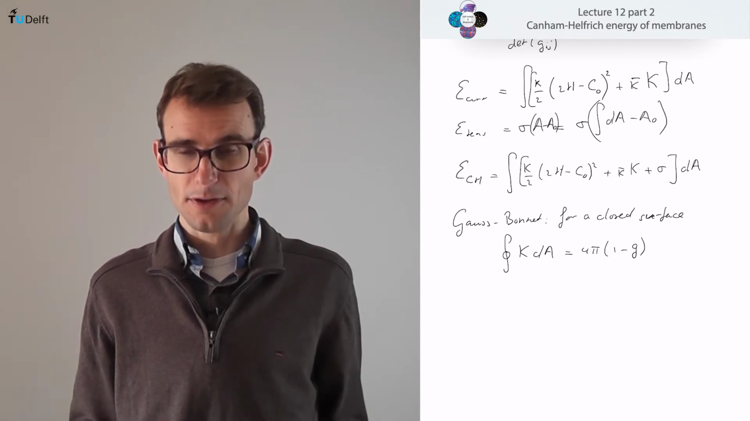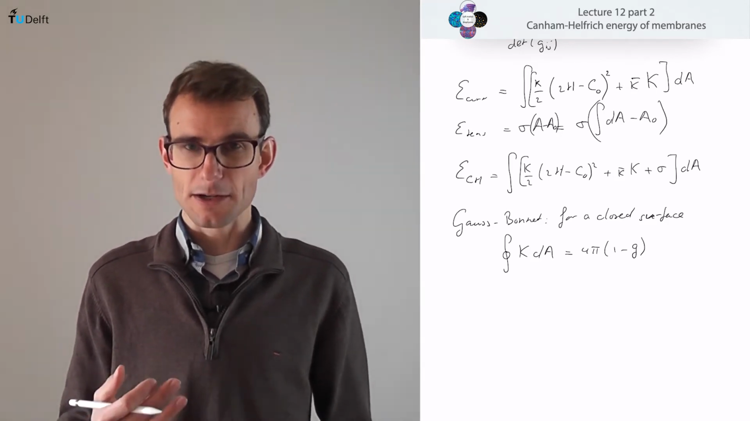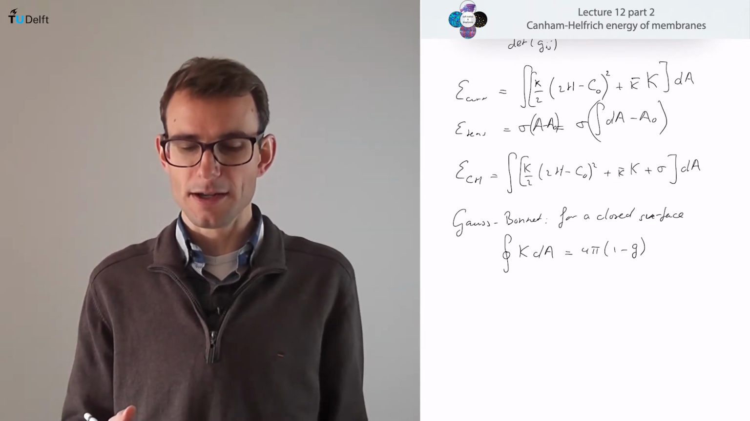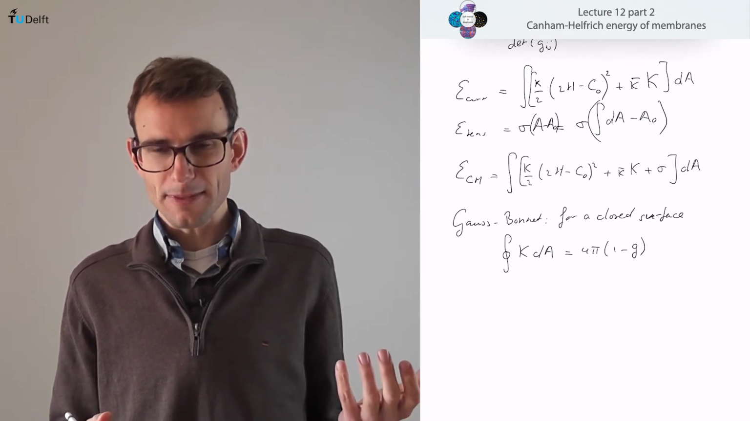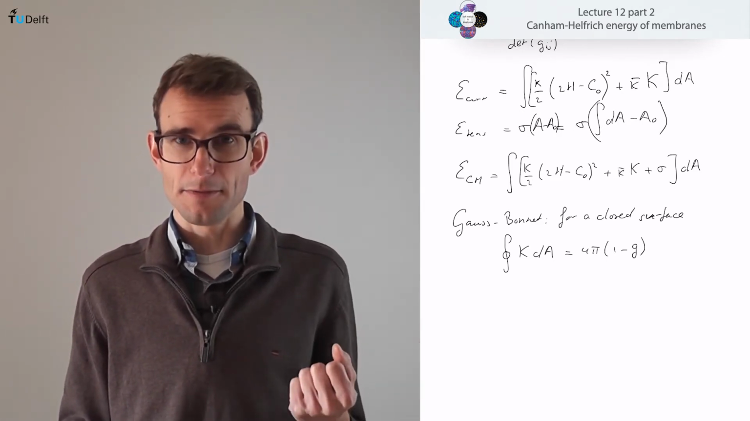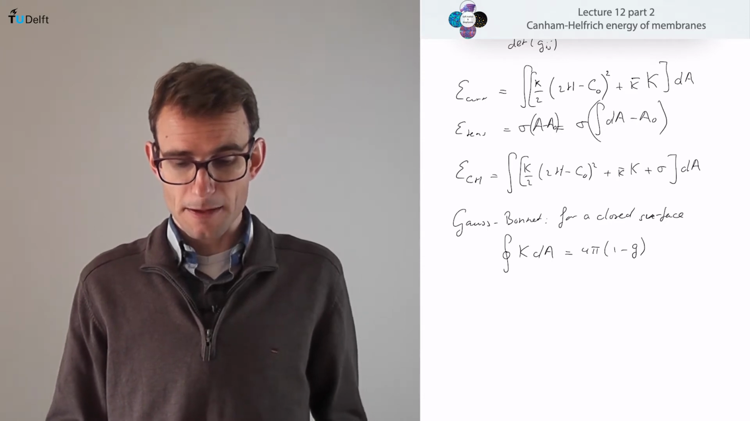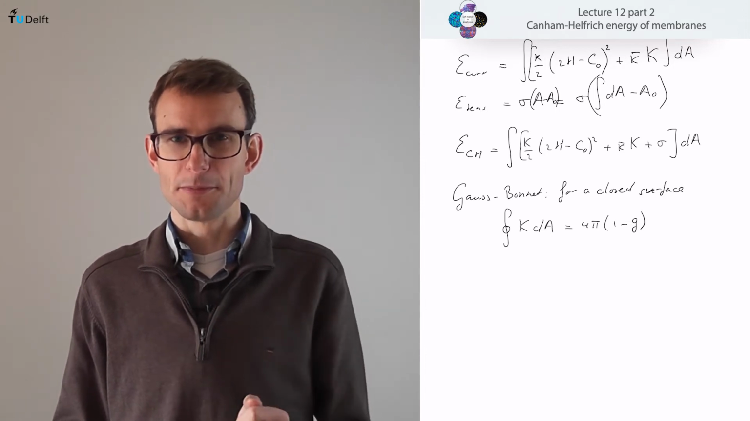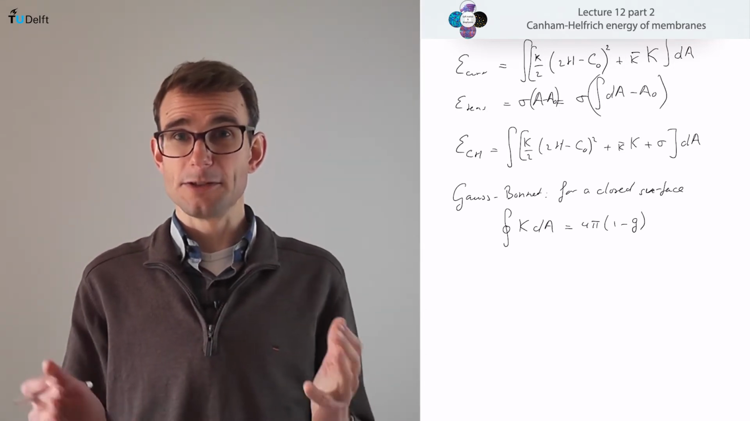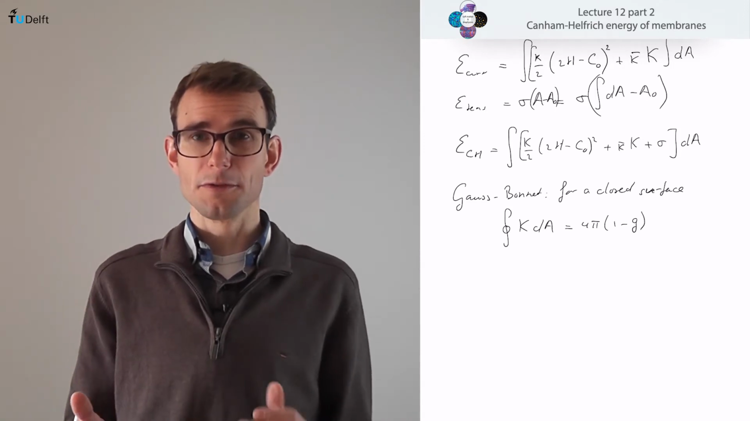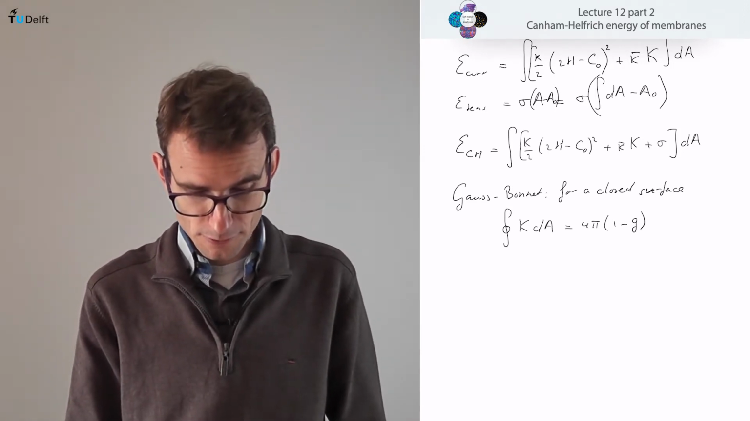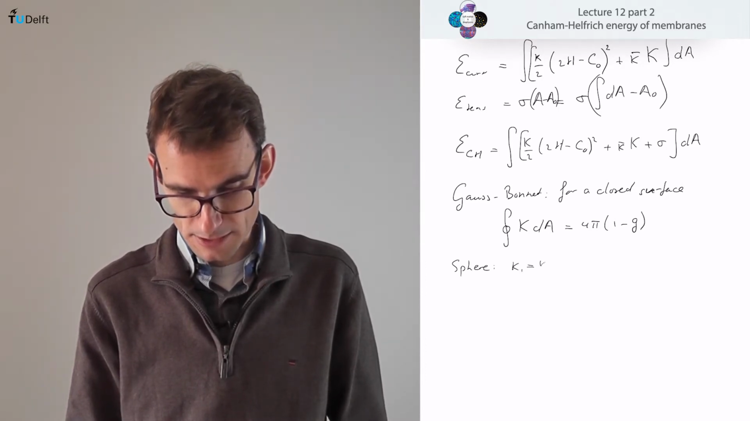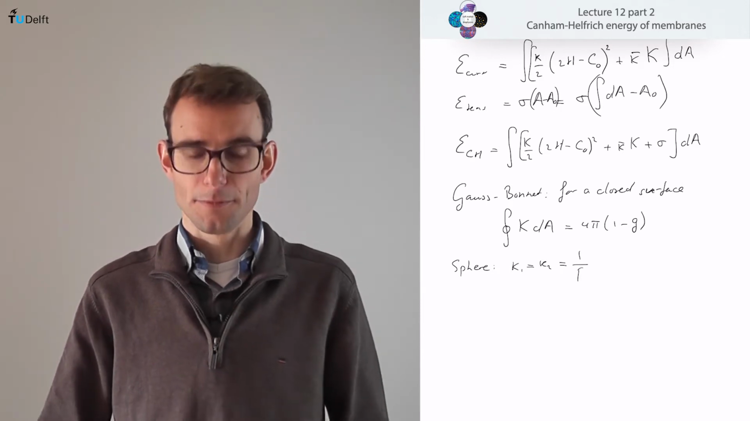For a spherical membrane, we can also easily calculate what the mean curvature contribution is going to be. For a sphere, the mean curvature will turn out to be independent of the radius. So how do we do that? Well, remember the mean curvature was the average of the two principal curvatures. And for a sphere, it doesn't matter in which direction I look, the curvature will always be the same. Right? So specifically for a sphere, we have that kappa 1 and kappa 2 are the same, and they are simply 1 over the radius of the sphere.